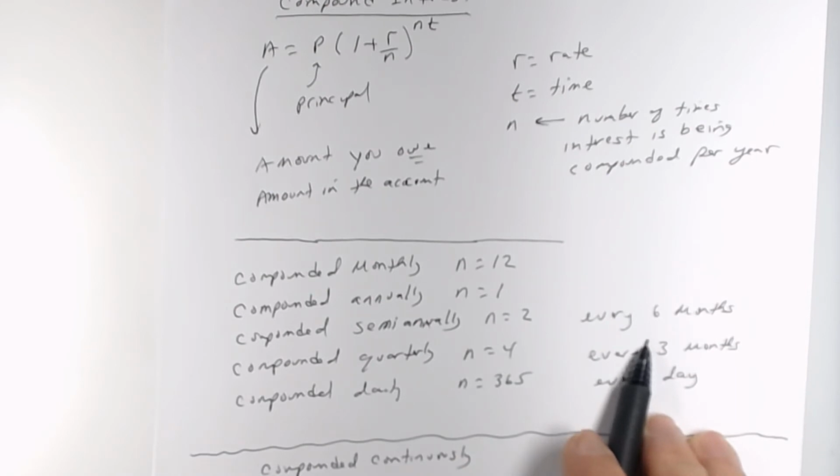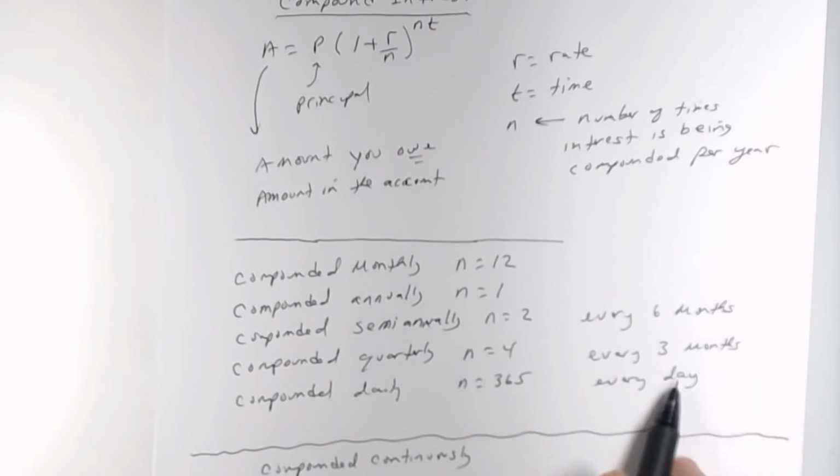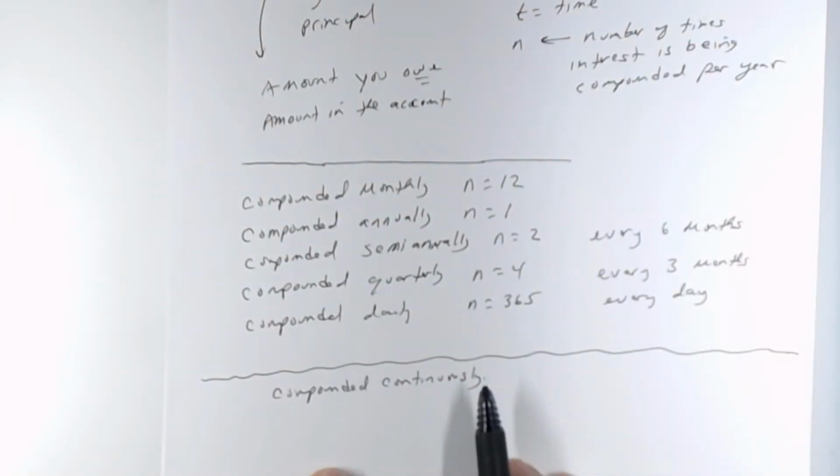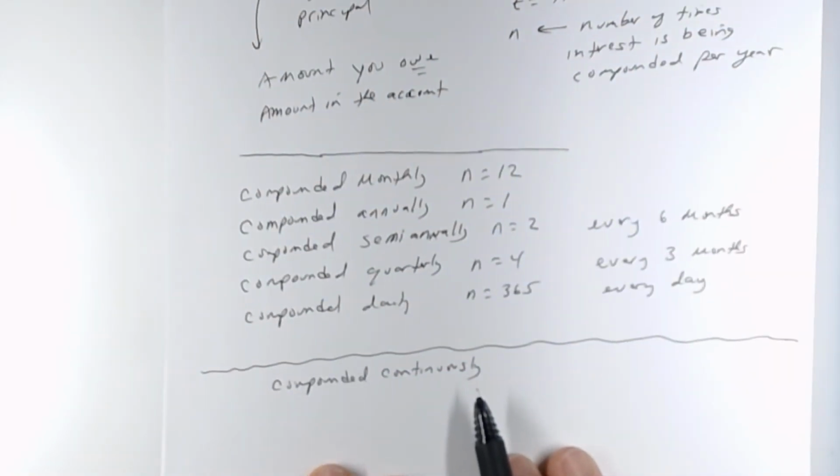Compounded semi-annually, you know it's every 6 months, so it's 2 times a year. Compounded quarterly, you know it's every 3 months, so you earn interest 4 times a year. And compounded daily means 365. But with continuous compounding, you really can't think like that. You really can't tell me how many times a year that is. It's like every second, every split second. So there's a different formula.